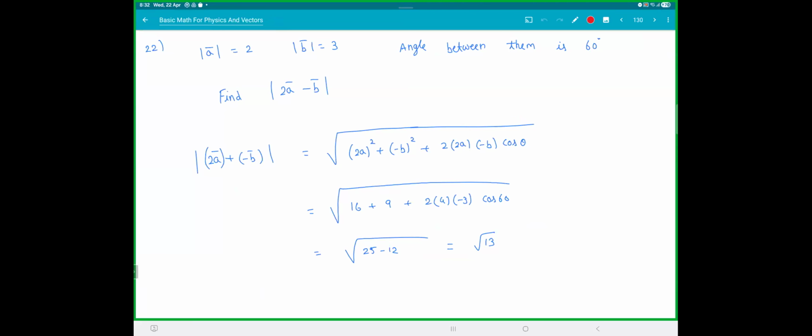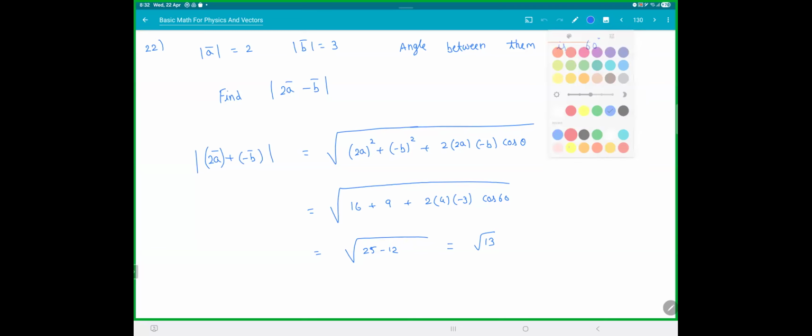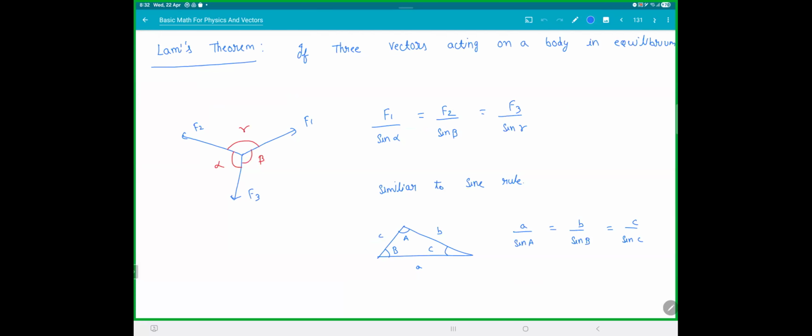Great. So what we did was the parallelogram law of vectors, and then we saw something called Lami's theorem. Hope everyone has gone through the sheets which I sent. If you have any doubts, we can see them at the end of the session.